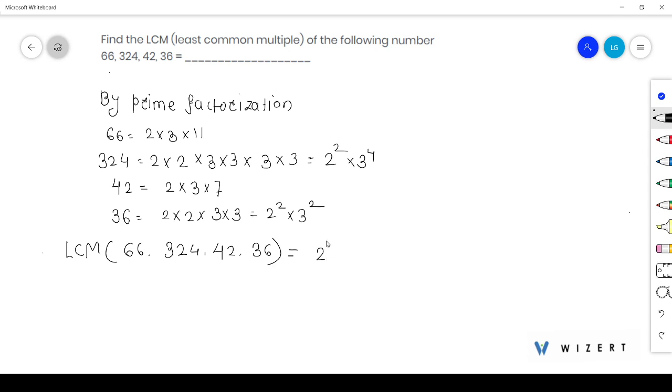The highest power of 2 is 2 square. So 2 square into the highest power of 3, which is 3 to the power 4, into the highest power of 7, which is 1 only, and the highest power of 11 is 1. So the multiplication of this is 24,948. So the least common multiple of the given numbers is 24,948.